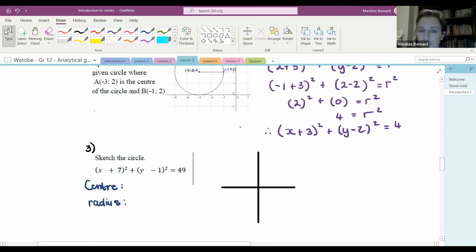Okay, so I'm wondering how everyone's circles are looking when you're sketching. From my equation, I can tell what the center is. The center is -7 and 1. And our radius squared is 49, but the radius on its own is 7. And we just work with the positive value because the radius is always a distance. So we can draw our circle.